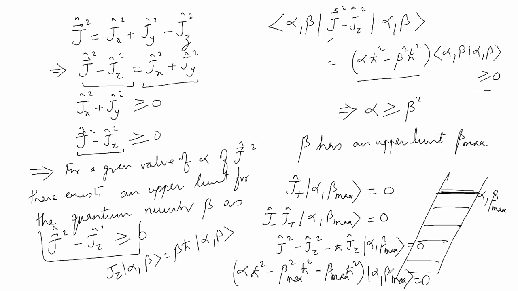Now we can take h cross square common here, and it is a non-zero value. This implies that alpha minus beta max square minus beta max must be equal to how much? 0. That must be equal to 0, and this implies that alpha is equal to beta max times beta max plus 1.